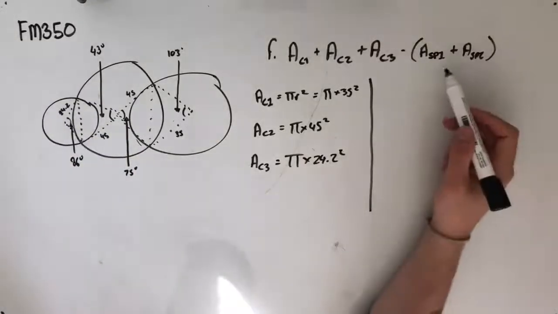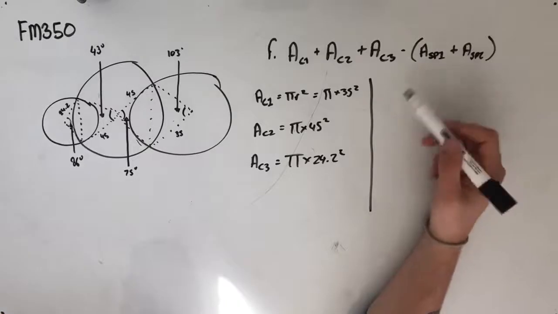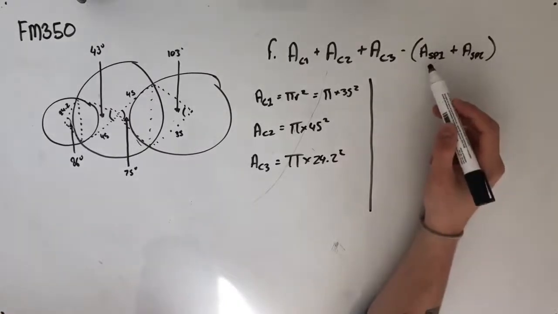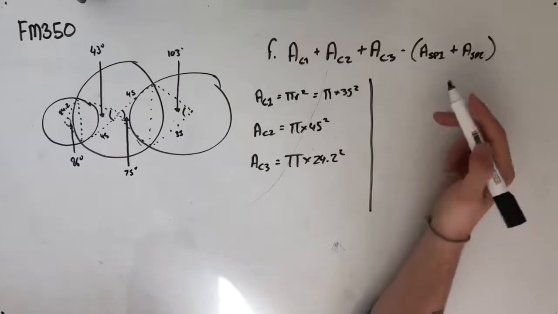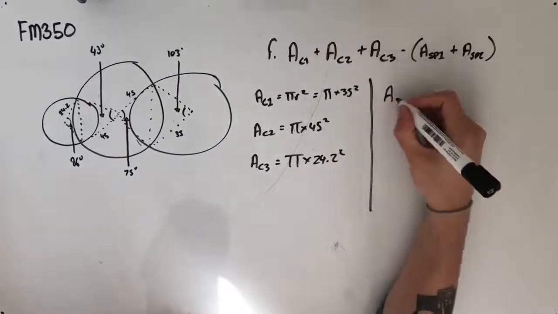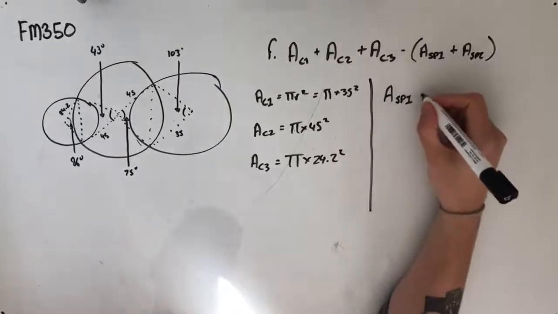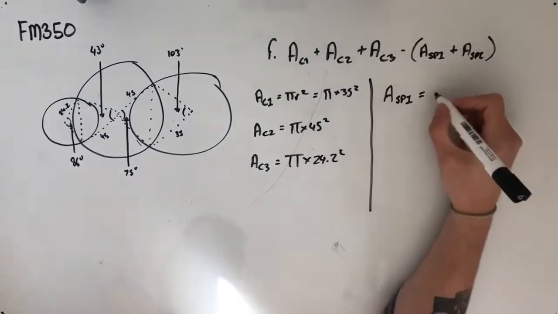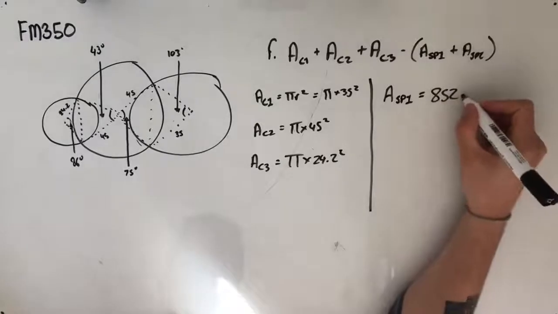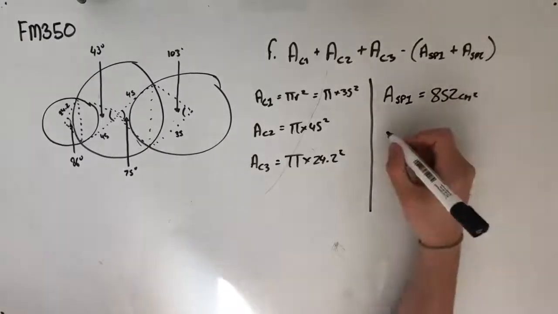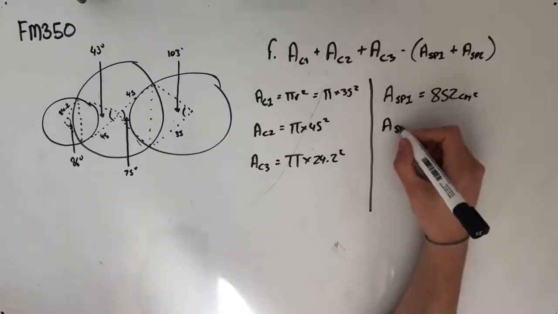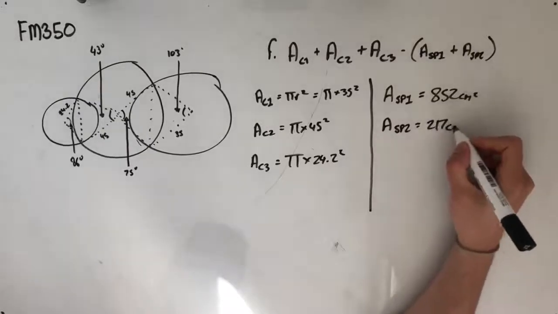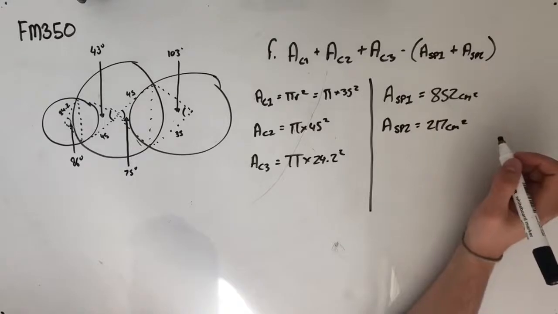Now, the areas of segment pair 1 and segment pair 2, we've actually already calculated in part B and then in part E. So rather than reworking those, we can just jot in those values that we found before. The area for segment pair 1 we found to be 852 centimeters squared, and the area of segment pair 2 we found to be 217 centimeters squared.